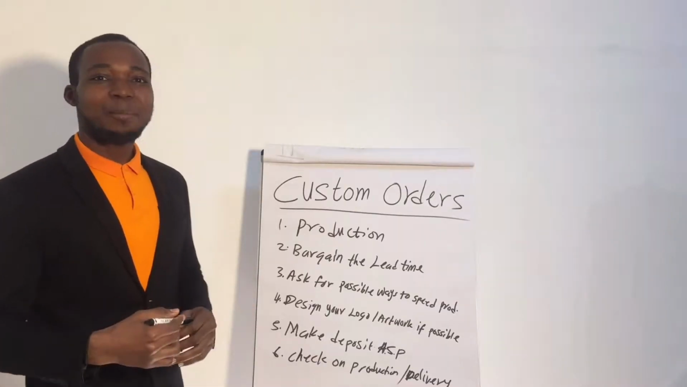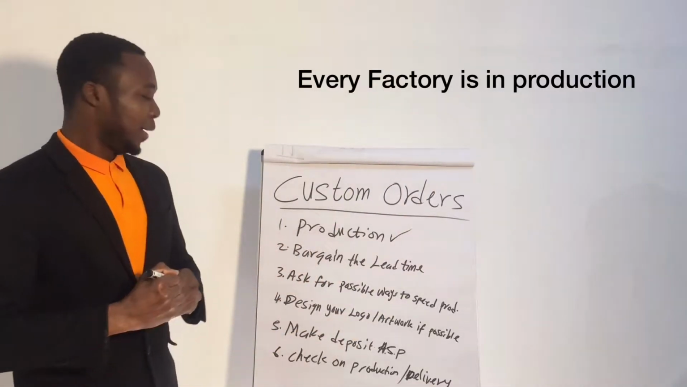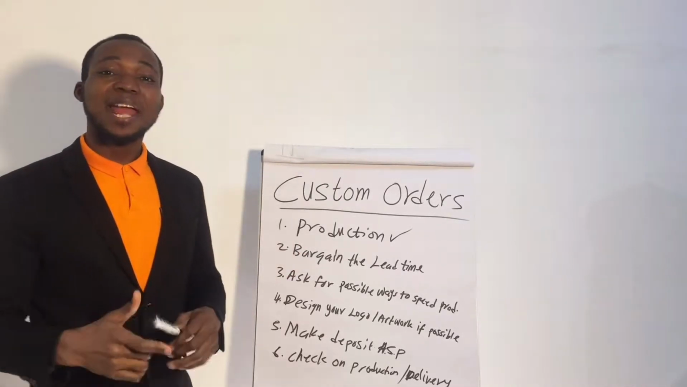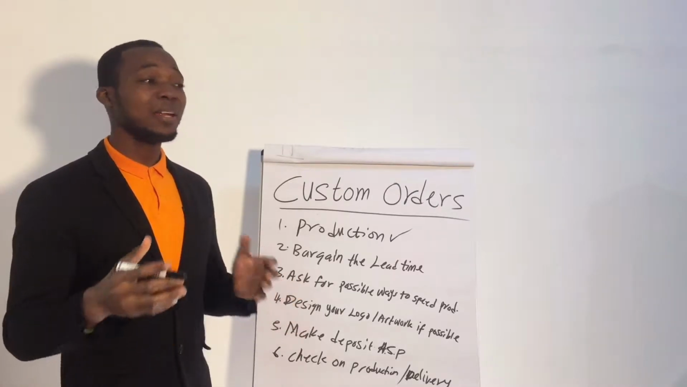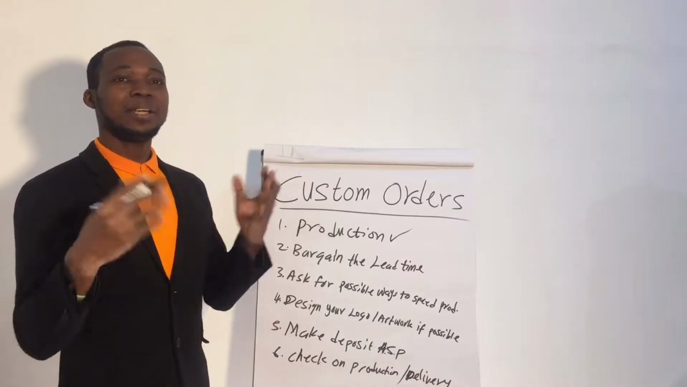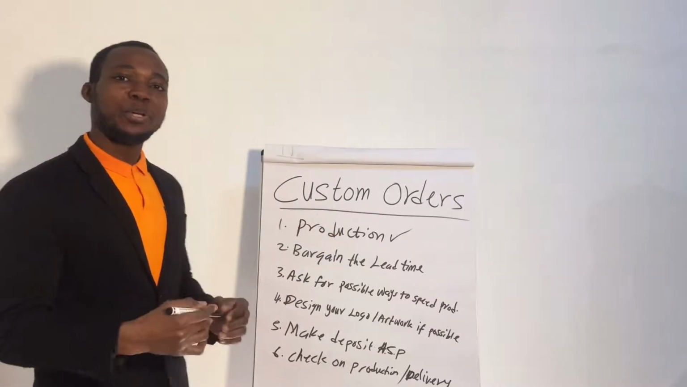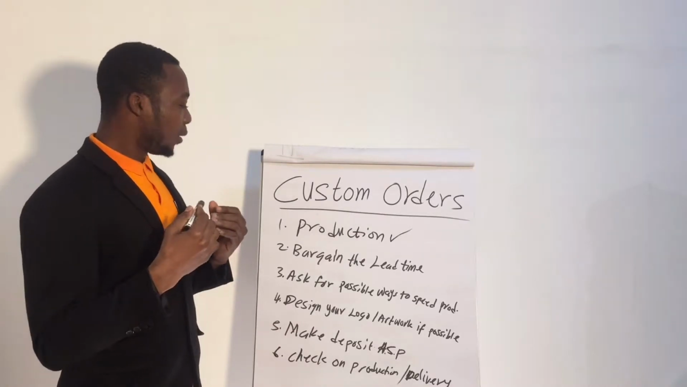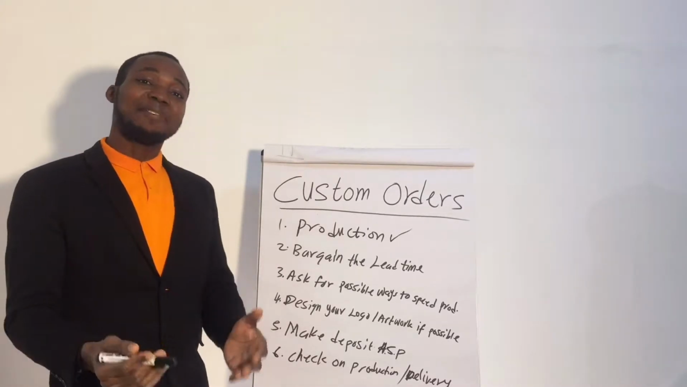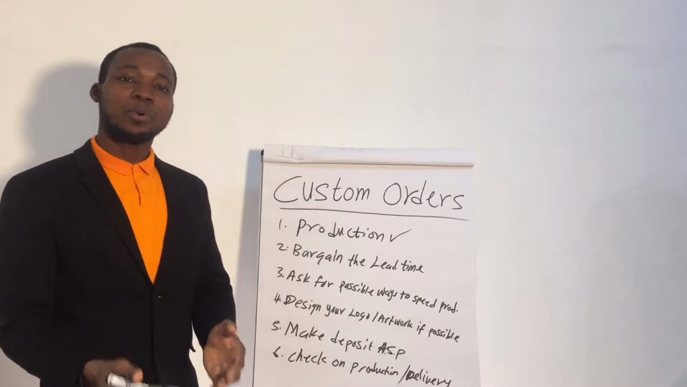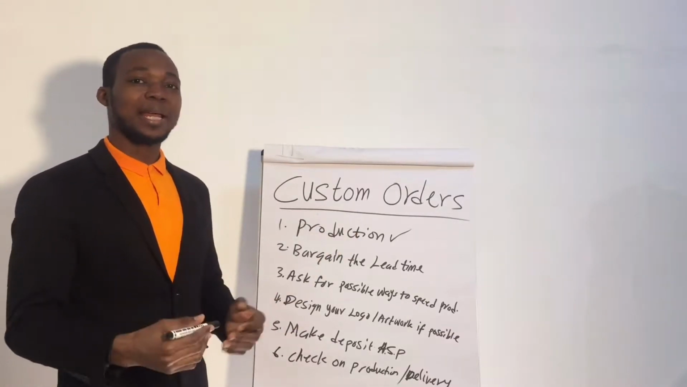Okay, so the first thing that I'm going to share with you is production. Now, what I want you to understand is that every company, every factory, every printing press that you know, be it online, in your locality, your community, or in your city, is already in production. They are already producing goods for other clients, other customers. They are already making their fulfillments for other people before you contact them. So even before you contact them, they're already producing some goods for some clients, right?